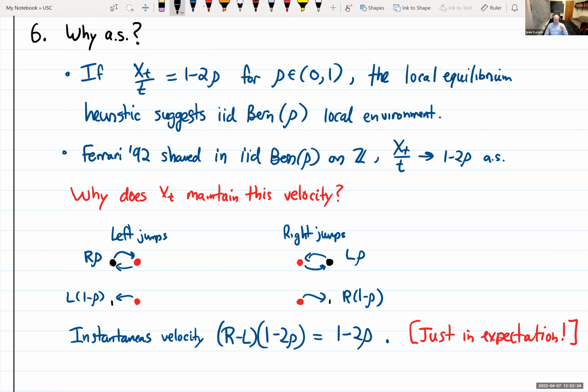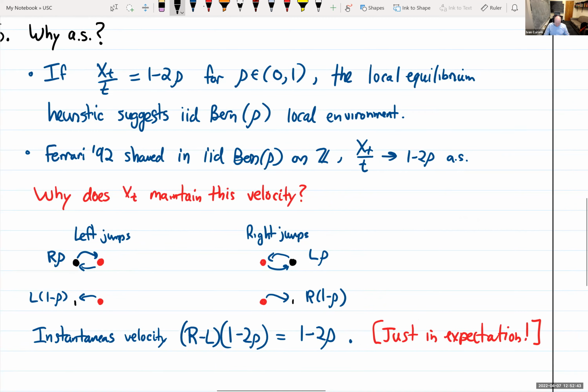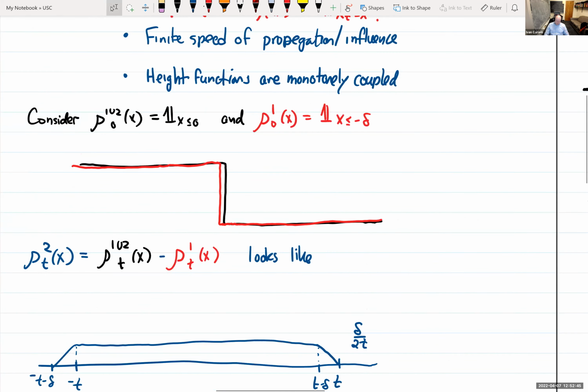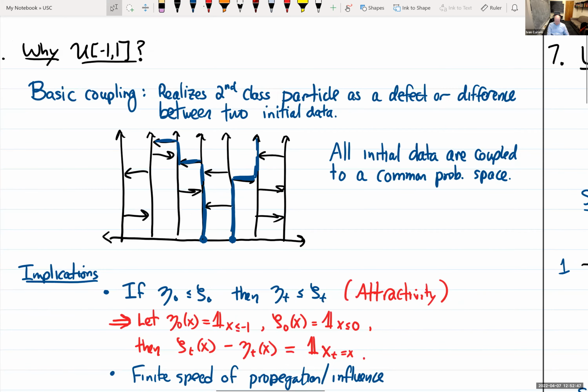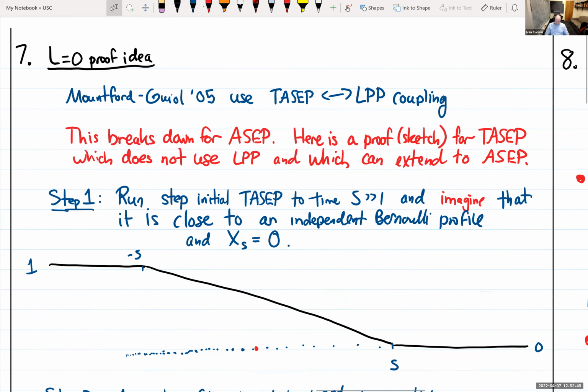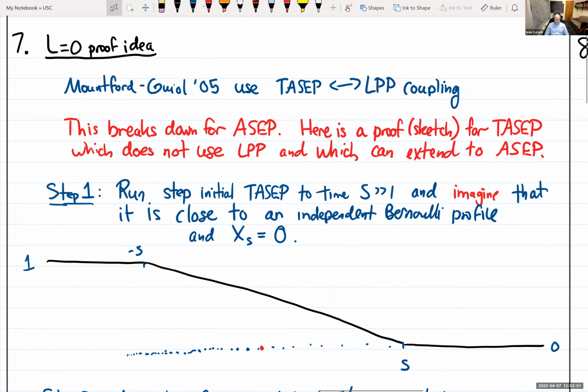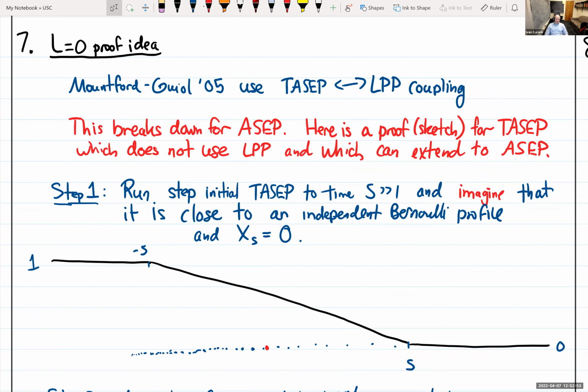Even though the expectations are staying constant, things are not independent. In fact, the lack of independence is why you end up with super diffusive fluctuations of the second class particle. Okay, so this is all the heuristic. And what I want to explain now is how to go beyond the heuristic, in other words, how to actually start to prove the theorem. I'm going to start by giving you a kind of false proof, and then I'll tell you how you repair the false proof.